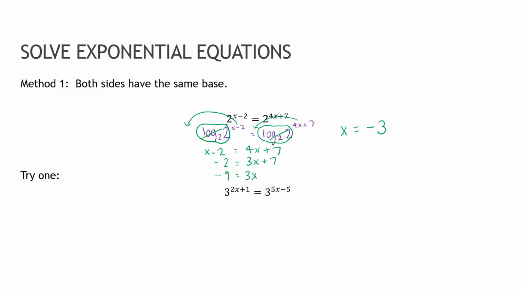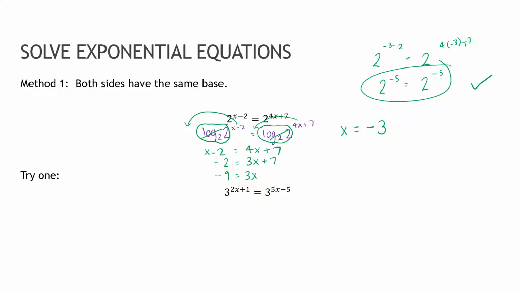And keep in mind, you can always plug that value in and check. So does 2 to the negative 3 minus 2 equal 2 to the 4 times negative 3 plus 7? Well, negative 3 minus 2 is negative 5. 4 times negative 3 is negative 12, plus 7 is negative 5, and those two things are equal to one another. So feel free to do the check. I'm not going to do any more checks just for the sake of time, but you can certainly do that.